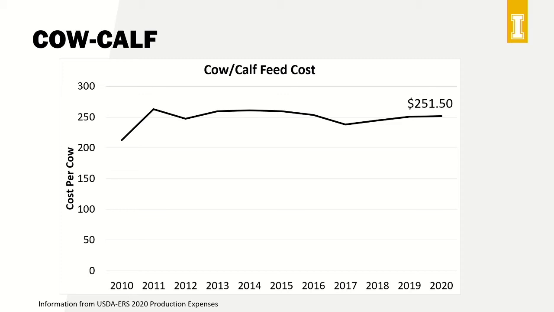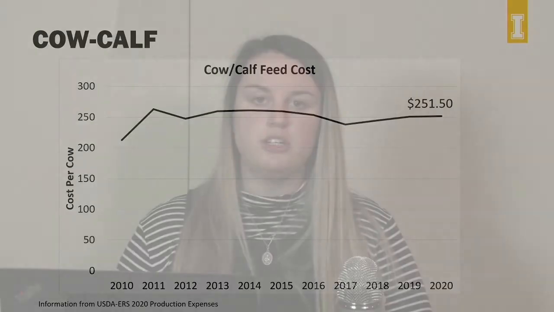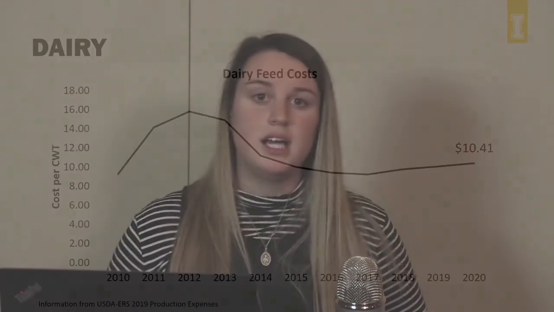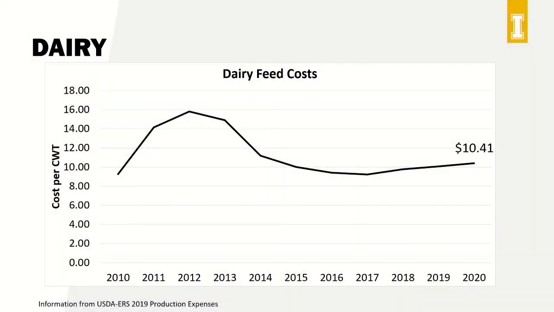But they actually went up this year to about $252 cost per cow for feed costs for the cow-calf producers. And then dairy producers, the same. They care about the feed costs. I actually worked with our dairy economist, and he said that about 49% of the dairy's cost of production goes into feed. And that could range from 49% to about 55% of their cost of production.